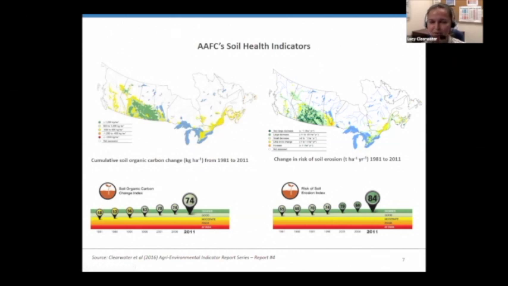And below these maps, you can see the risk of soil organic carbon change and the risk of soil erosion indices. These are very coarse policy tools derived from the maps, and they're designed to provide some high-level state and trend information.